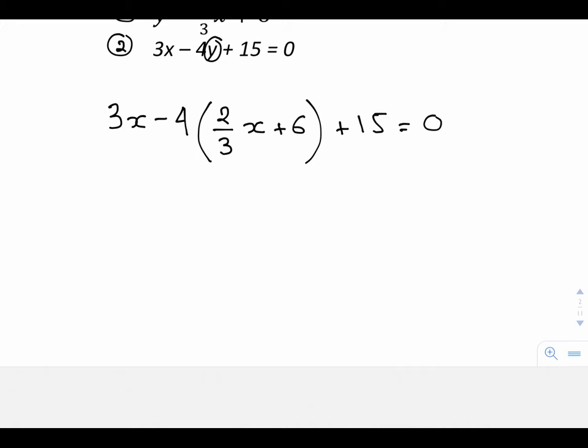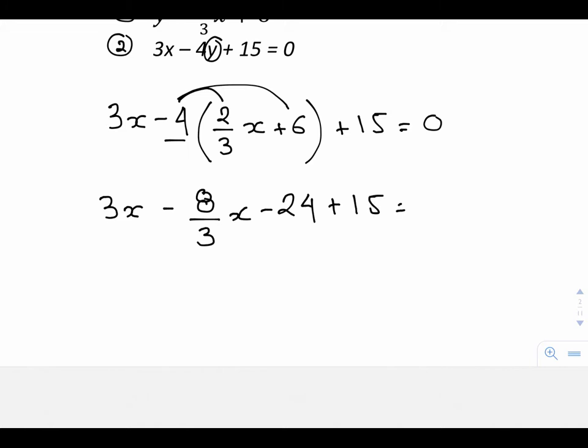I'm going to multiply this negative 4 into this set of brackets, both terms. So I have 3x minus, so negative 4 times 2/3 is negative 8 over 3 x, minus 24, plus 15 equals 0. Let me collect now the fraction of the x terms together. Remember, that's a fraction, 3 over 1.